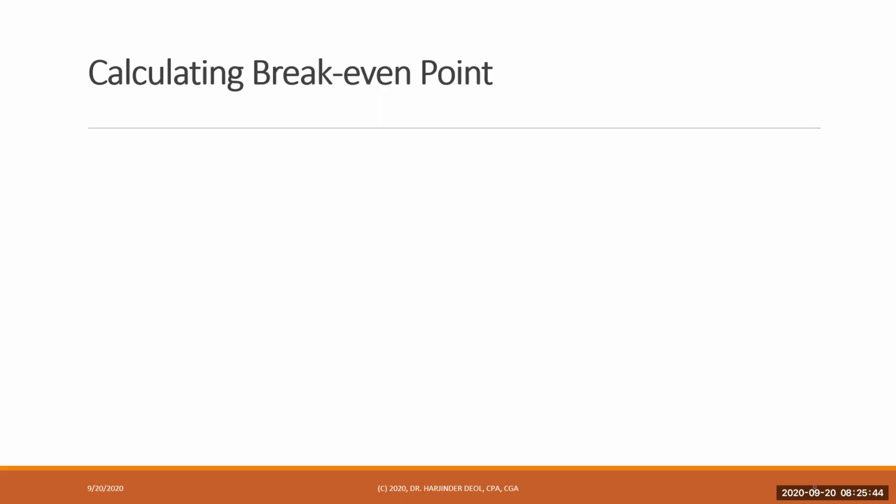Calculating break-even point. Recall that at break-even point, total contribution margin equals total fixed costs. Now, because total contribution margin is nothing but sales minus variable costs, we can rearrange that relationship and say that at break-even point, sales revenue is just enough to cover the variable costs and the fixed costs. And that is why there's no profit left over.